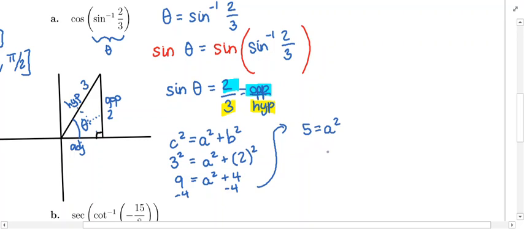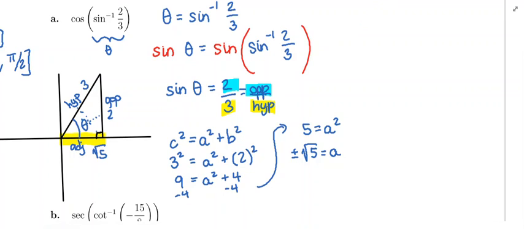If I want a, I have to take the square root of both sides. Don't forget the plus or minus out front. So a is either positive or negative square root of 5. You have to determine the sign. You can't pick both. The adjacent side lies along the positive x-axis, so you need to pick the positive value. So this side is the square root of 5.